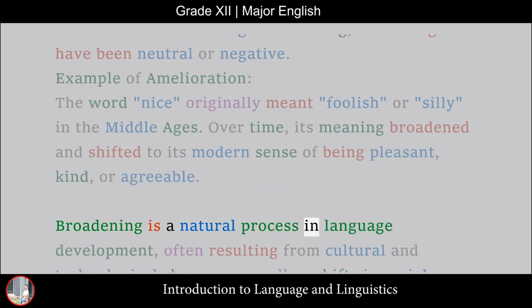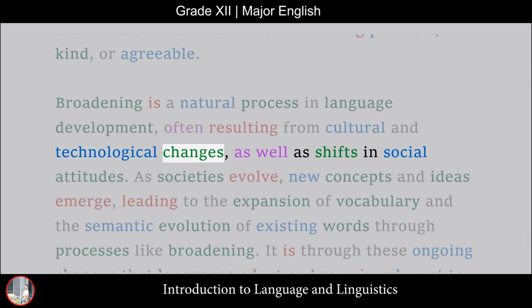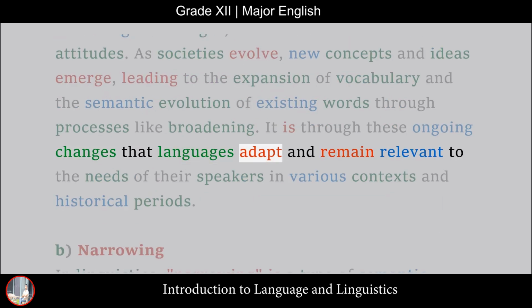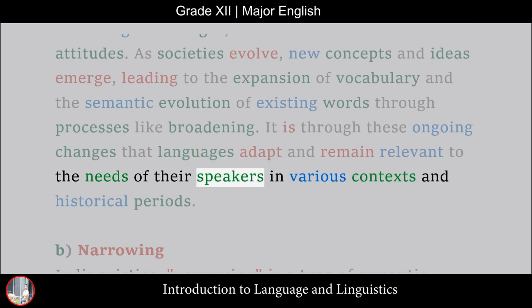Broadening is a natural process in language development, often resulting from cultural and technological changes, as well as shifts in social attitudes. As societies evolve, new concepts and ideas emerge, leading to the expansion of vocabulary and the semantic evolution of existing words through processes like broadening. It is through these ongoing changes that languages adapt and remain relevant to the needs of their speakers in various contexts and historical periods.